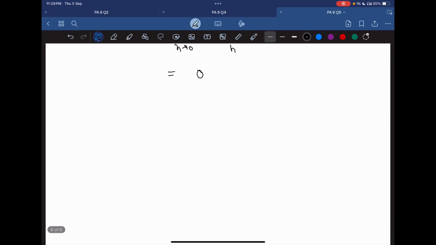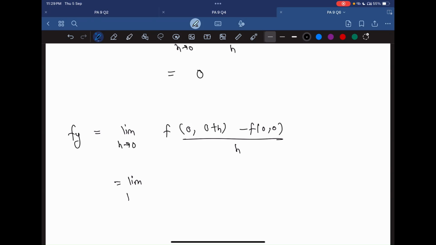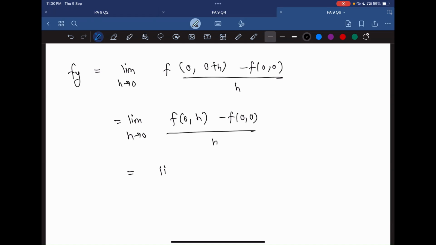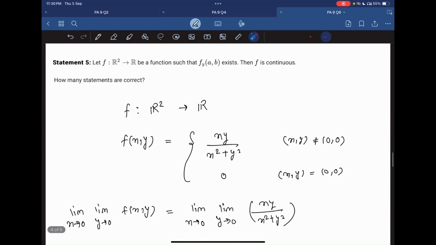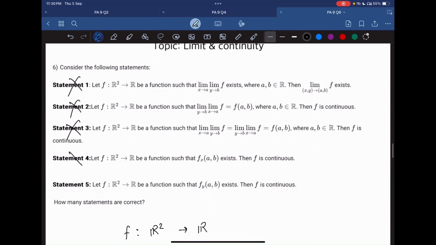Now let's check the partial derivative with respect to y also. f of 0 comma 0 plus h minus f of 0 comma 0, divided by h. And here also we will get 0 minus 0 by h, that is 0. So both partial derivatives exist, but still the limit as x, y tends to the origin does not exist, so the function is not continuous. So the remaining two statements are also false. So the number of correct statements is 0.